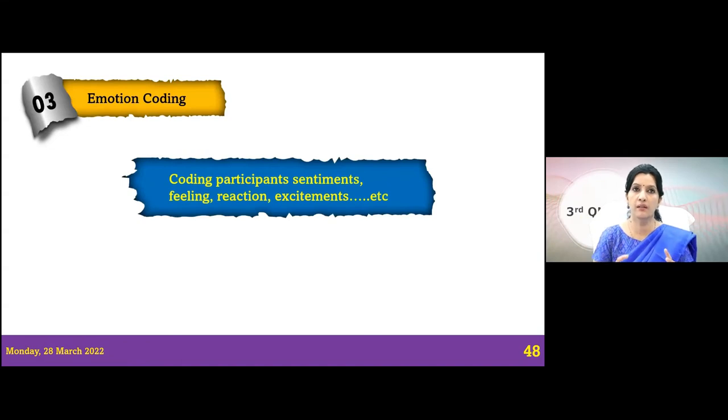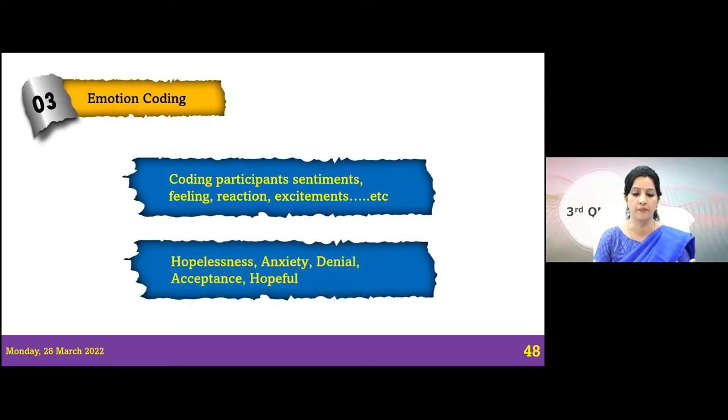So when you are coding the participant sentiments, feelings, reactions, excitements, those are the emotional coding. And like hopelessness, anxiety, denial. All those, you have seen the positive and negative emotions, you just did the exercise. So that was an example of emotional coding.